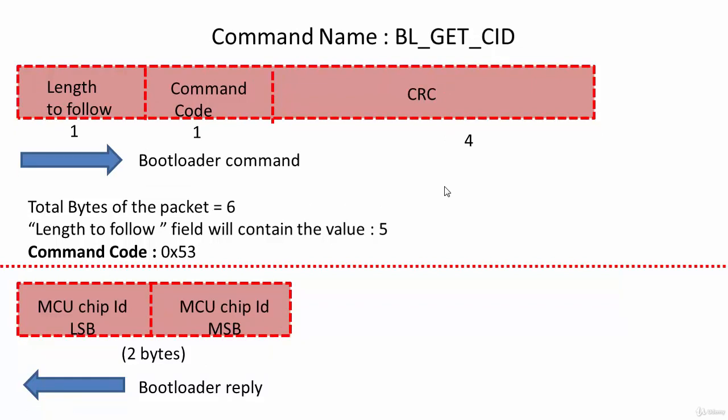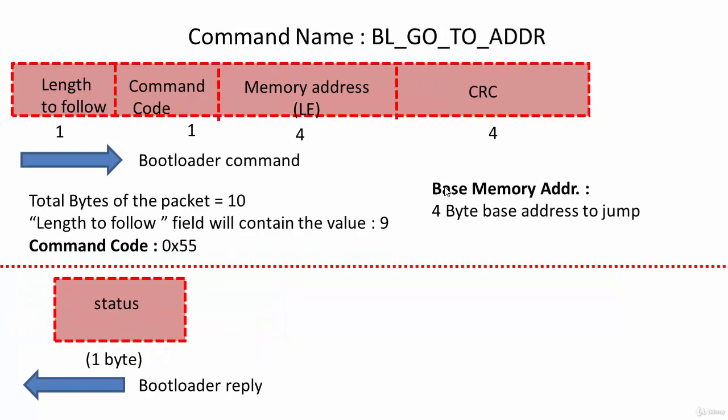And here is another command, to get the chip identification number of the microcontroller. Again, the length to follow field will contain the value 5, and the total bytes of the packet will be 6 bytes. The bootloader reply will be 2 bytes for this particular command, which is the 2-byte microcontroller chip identification number. Now let's move forward.